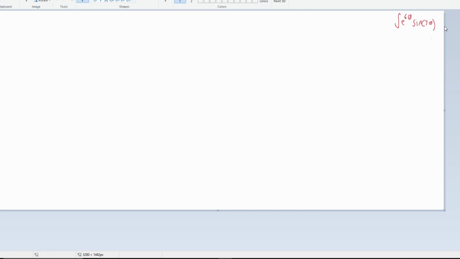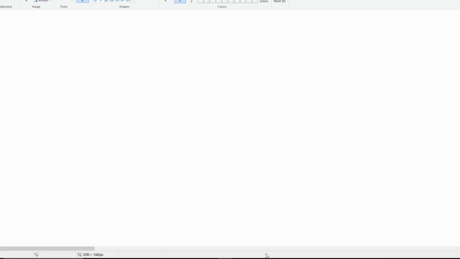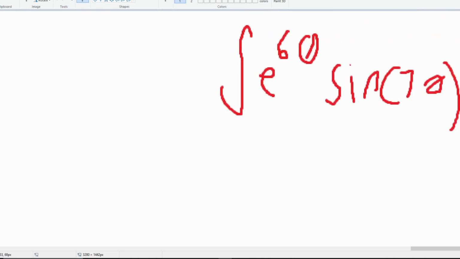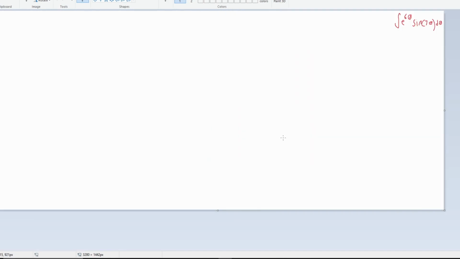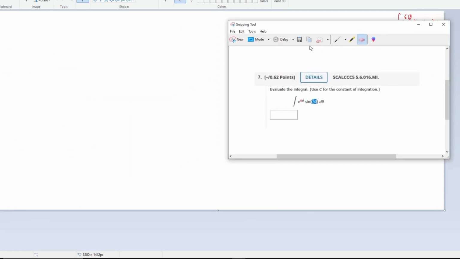D theta. I don't really care about adding in d theta, but technically it's the correct thing to do. If you're on a test or an exam, it's good to have. Okay. So, first things first, when we look at this problem, we notice we need to use integration by parts. It must happen because this is a product. It's testing for a product.